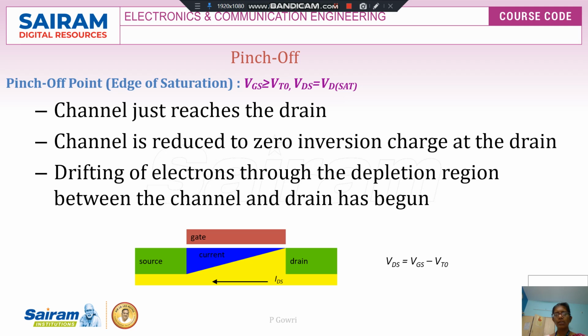Now, the third case is the pinch off point, that is the edge of the point at which the channel reaches the drain, that is the channel touches the drain. If I increase the voltage, that is when VGS is greater than VT, at one particular point the channel just touches the drain, and the channel is reduced to zero inversion charge at the drain. So the drifting of electrons through the depletion region between the channel and the drain has begun now. So this point is called the pinch off point.